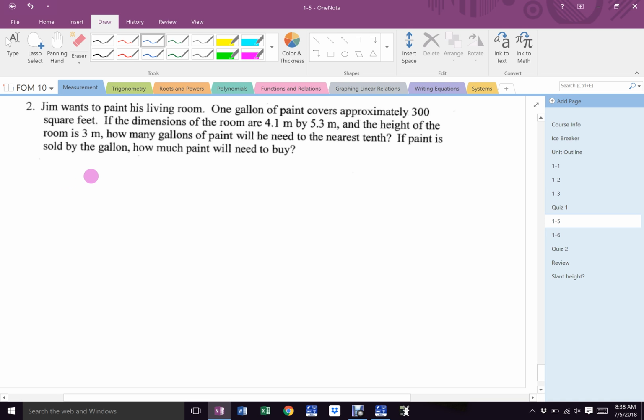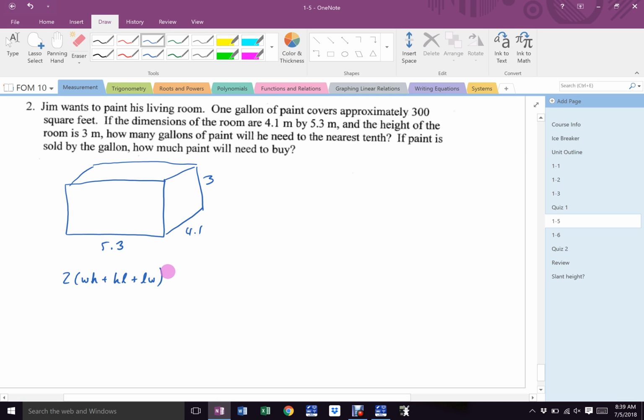So our room has 4 walls and a ceiling. Our room looks like this. Everyone agree? How tall is our room? 3 meters, so this is 3. And the room is 4.1 by 5.3, correct? Everyone agree? It's a rectangular prism, so I would need to do 2WH, HL, LW, except I'm not going to paint the floor, so minus the floor. Agreed? Now here we need to stop, and here's why.